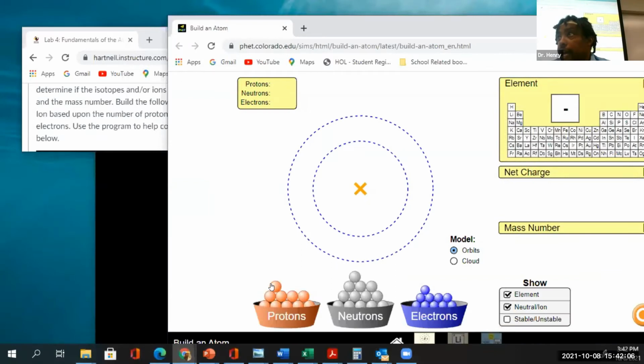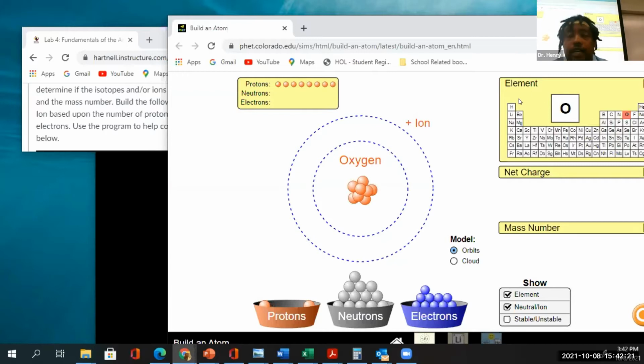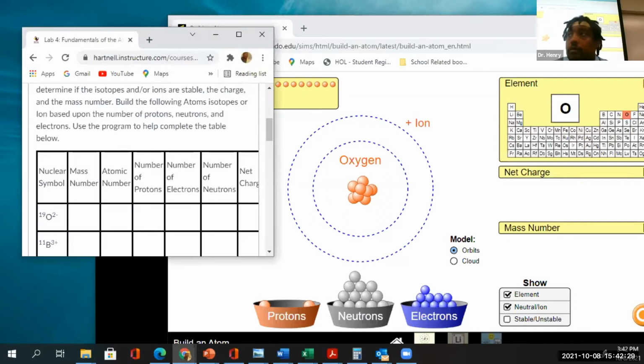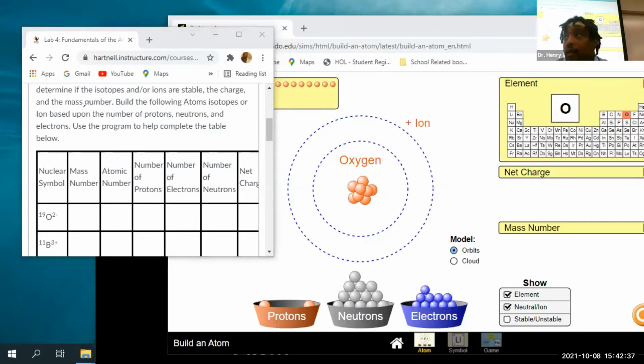So we know we need 8 protons. 1, 2, 3, 4, 5, 6, 7, 8. Now it shows us the element that's there, right? So in my example, I'm going to fill out the screen here. So now we know that we have a mass number. You guys told me this is the new mass number, so that's 19.